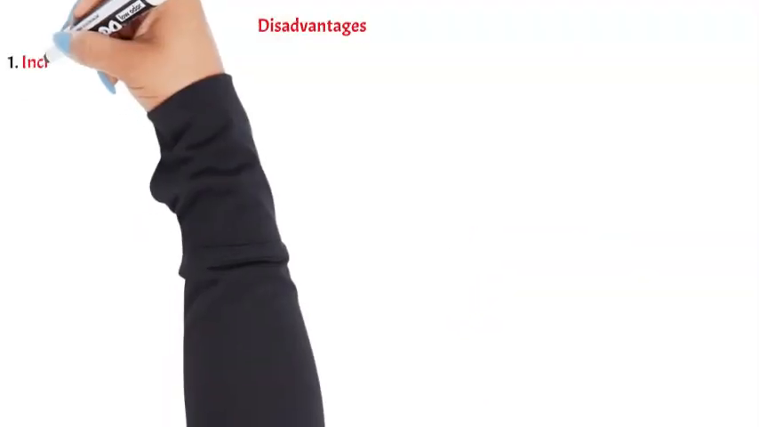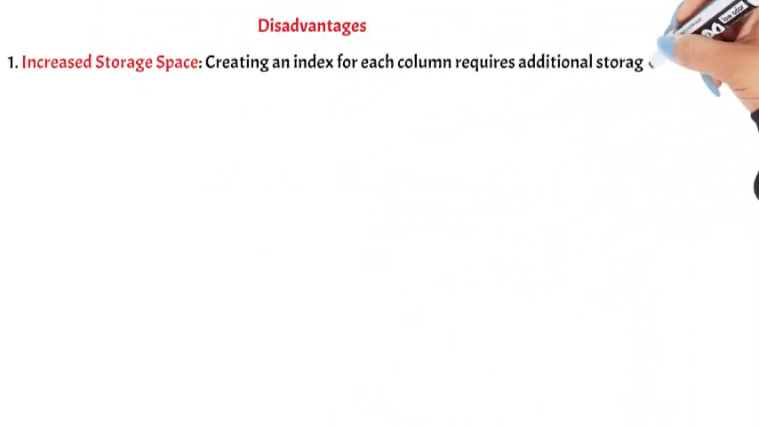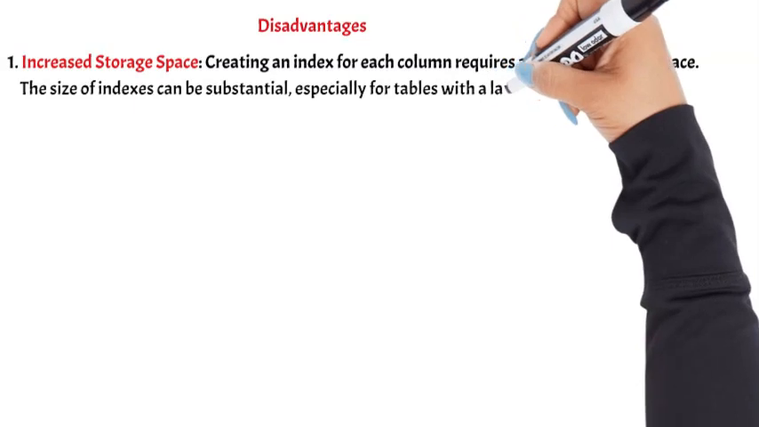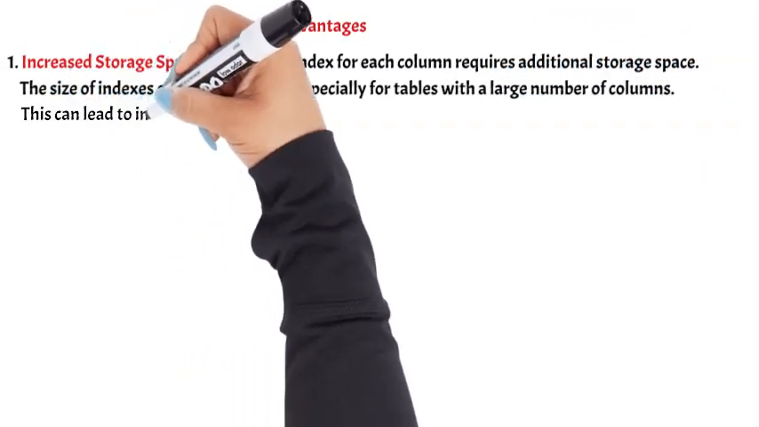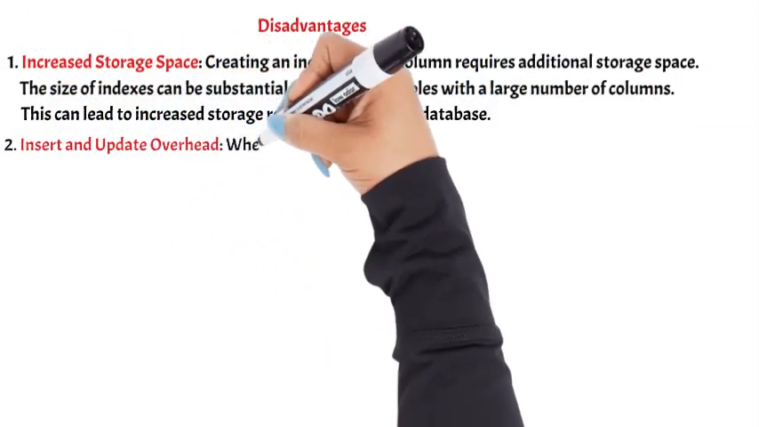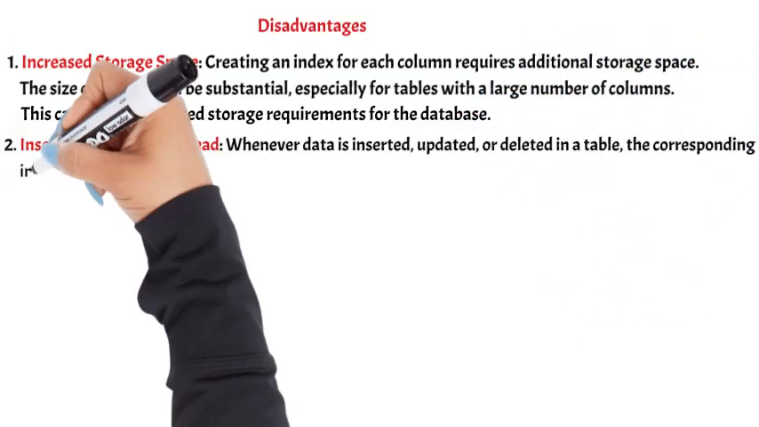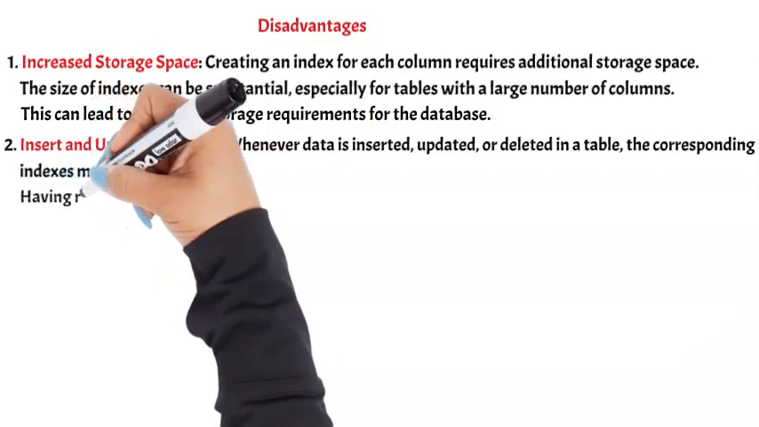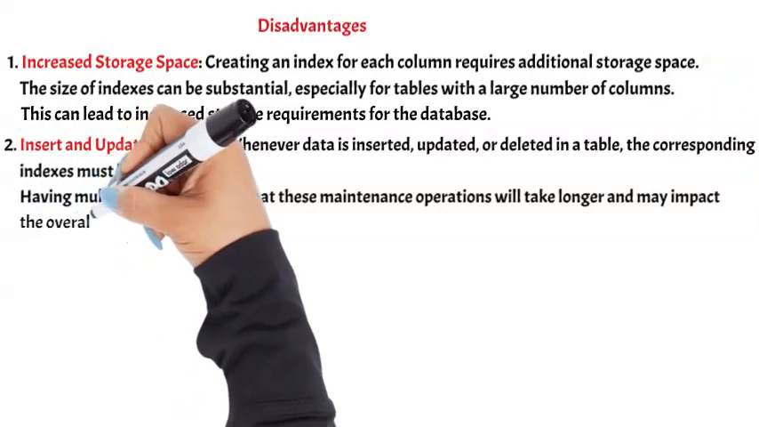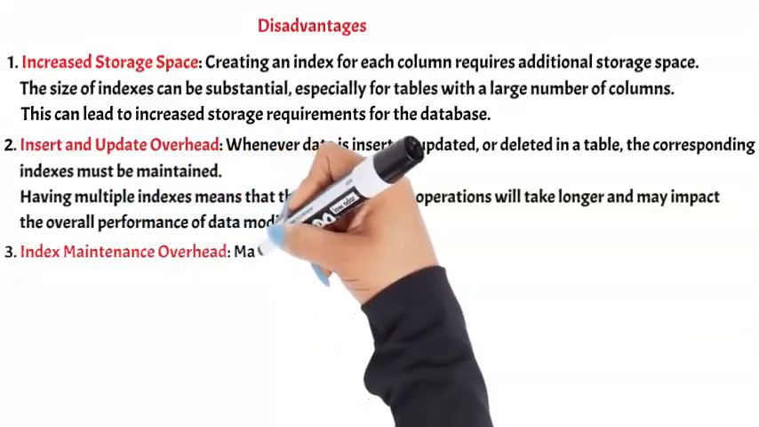Disadvantages. 1. Increased storage space. Creating an index for each column requires additional storage space. The size of indexes can be substantial, especially for tables with a large number of columns. This can lead to increased storage requirements for the database. 2. Insert and update overhead. Whenever data is inserted, updated, or deleted in a table, the corresponding indexes must be maintained. Having multiple indexes means that these maintenance operations will take longer and may impact the overall performance of data modification operations.